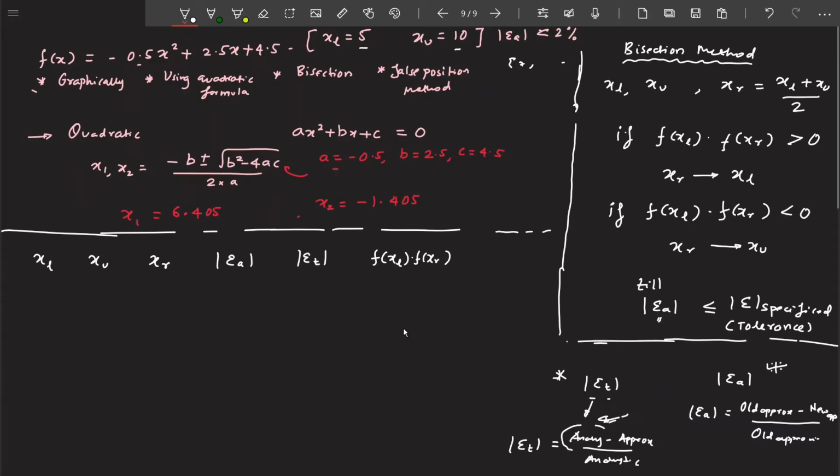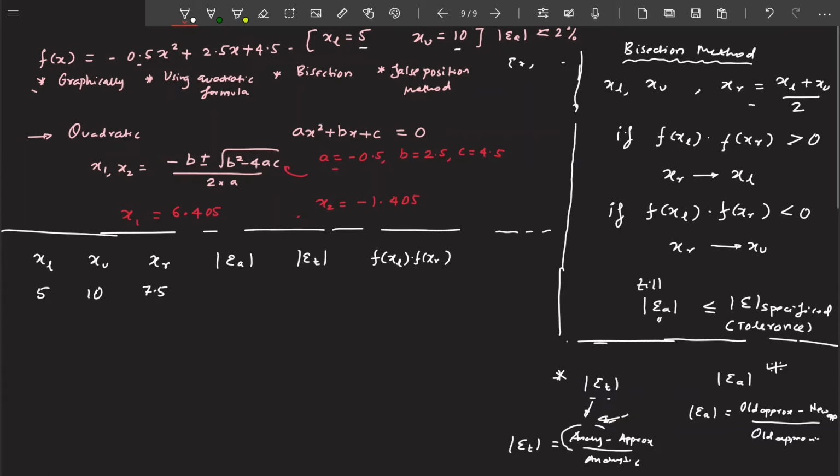So how am I going to start initially? We know the values of XL and XU. The value of XL is 5. The value of XU is 10. Sorry, I said XR, it's XU. So 5, 10. Now in the next step you are going to find the value of XR using the formula XL plus XU divided by 2. When you do that, the value of XR comes out to be 7.5.